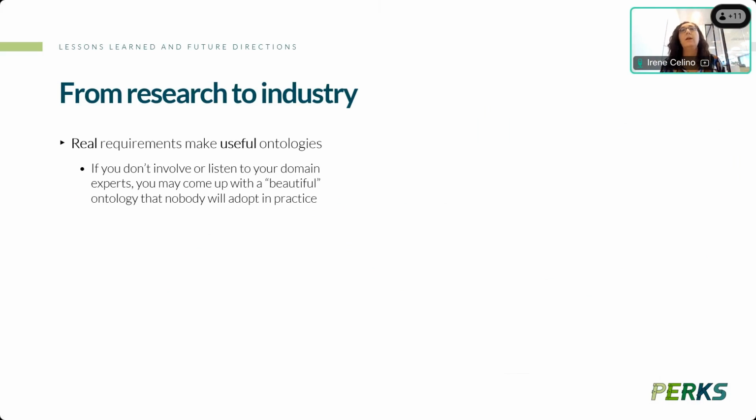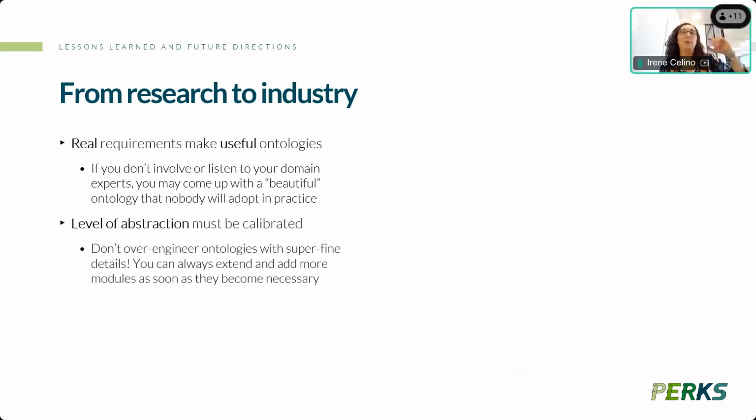The first is that you need to get real requirements to make a useful ontology. Some people said that the PICO ontology is not axiomatized enough, is too simple, and so on. But actually, the point is not to have a beautiful ontology. The point is to have an ontology that people can use and adopt in practice. And you can get to that result only if you get real requirements.